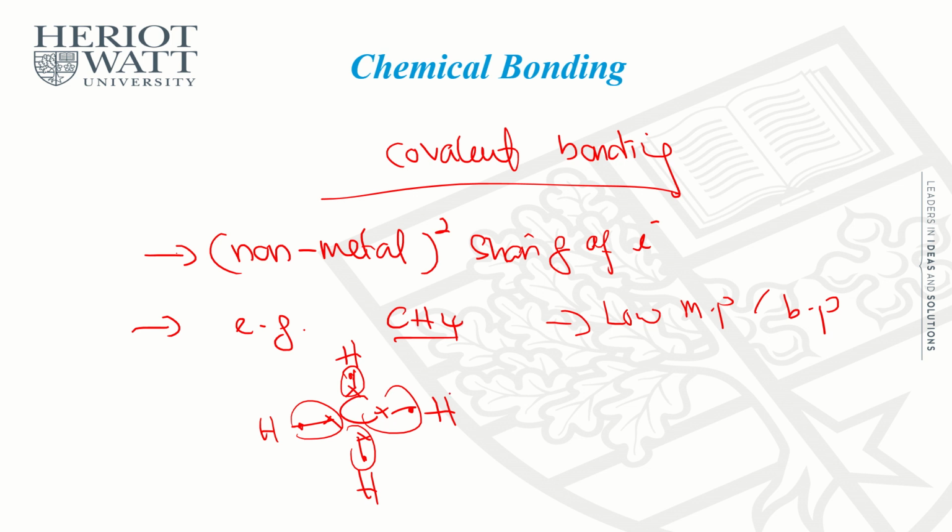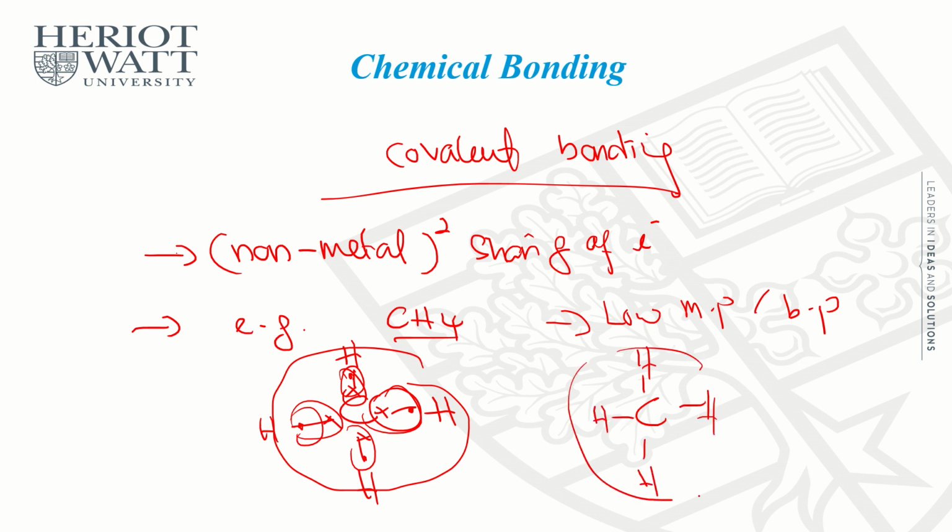So we are not breaking the covalent bond here, like in this CH4. We are not breaking the bond between C and H, but we are actually breaking the attraction force between CH4 molecules. This attraction force is weak, much weaker than the covalent bond or the shared pair of electrons. Therefore they have low melting and boiling points. All right, and what else?